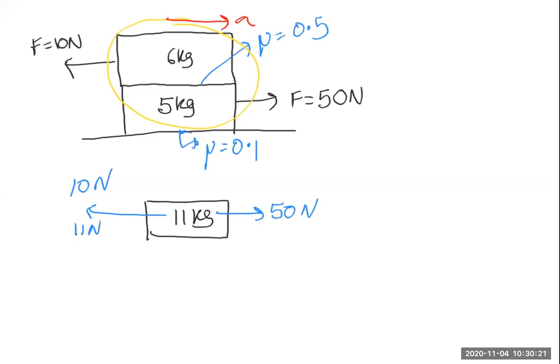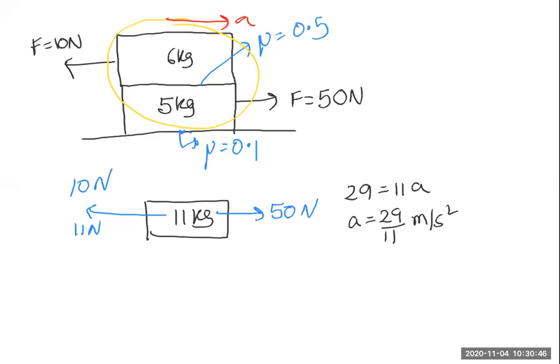So I get 50 minus 10, 40 minus 11, get 29. 29 is equal to 11 A, A is equal to 29 by 11 meter per second square. रुक जाना स्मिथ, मैं तो वर्कआउट कर ही रहा हूँ ना, मैं कहीं भाग नहीं रहा हूँ.